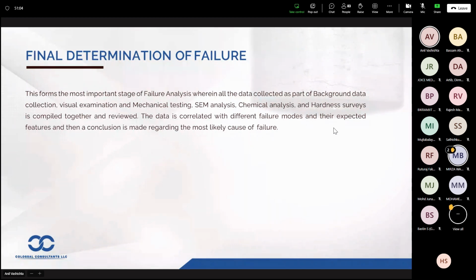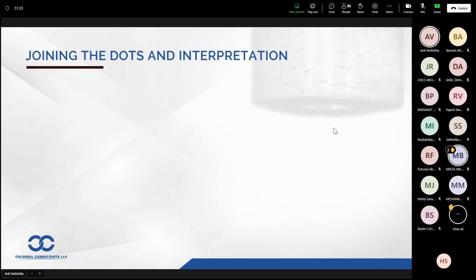Mind you, as I told earlier, this is just the lab testing aspect of the failure analysis. When we do the process analysis, we analyze the human factors and other factors, and go to the root, then we talk about the root cause analysis. So joining the dots and interpretation becomes the most important aspect of failure analysis. The last but not the least is doing the interpretation. So I'll just discuss two examples for the interpretation.